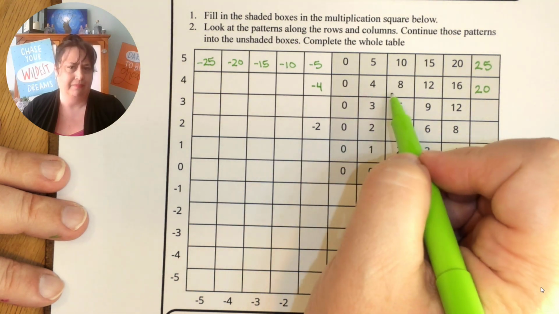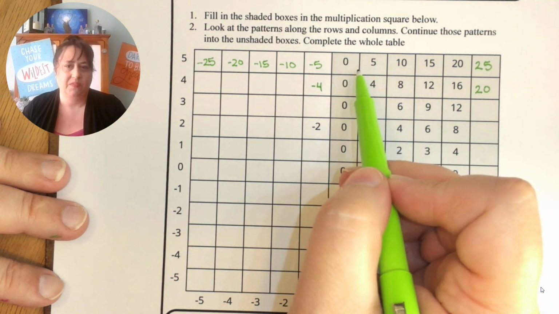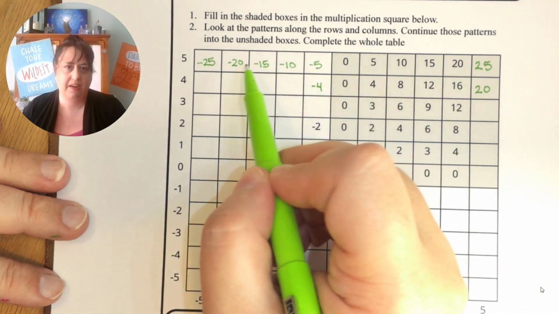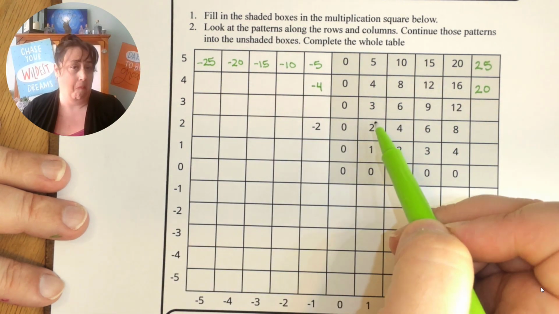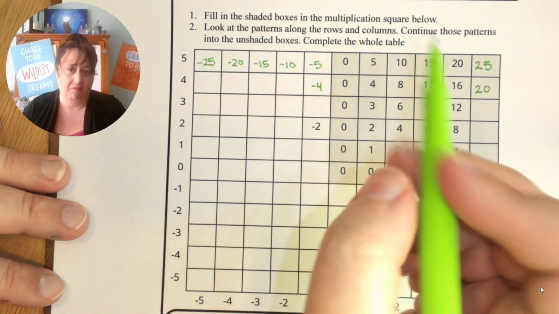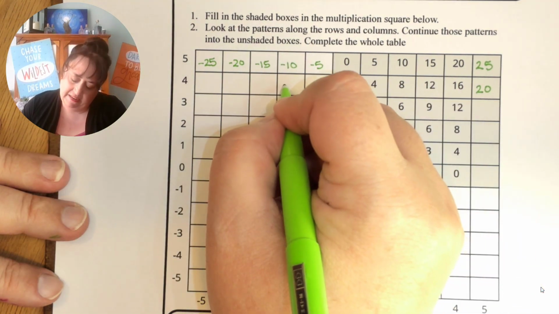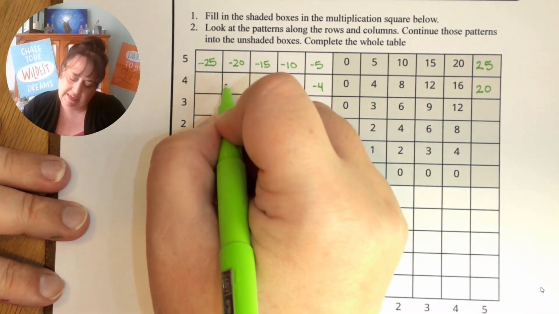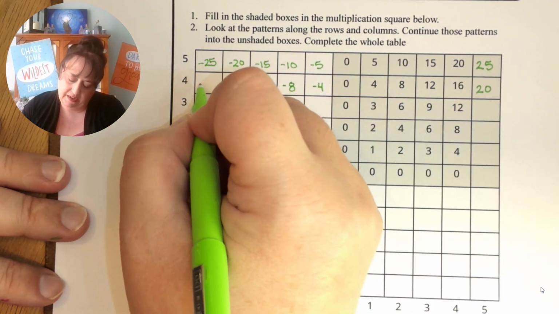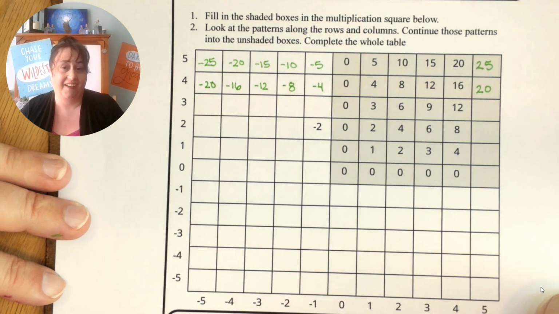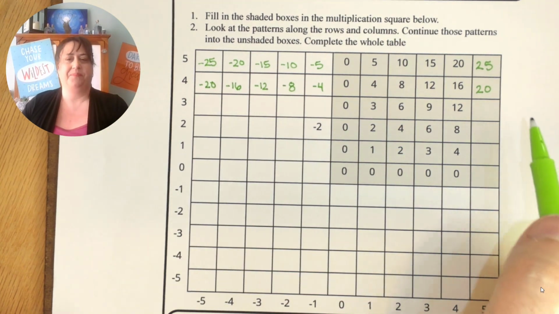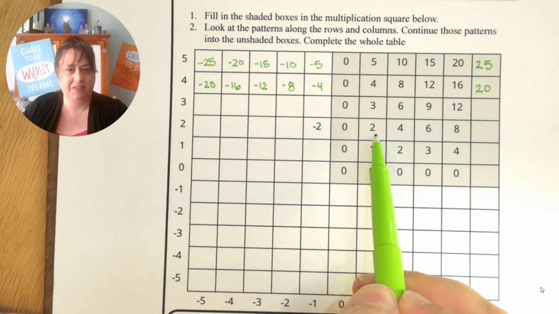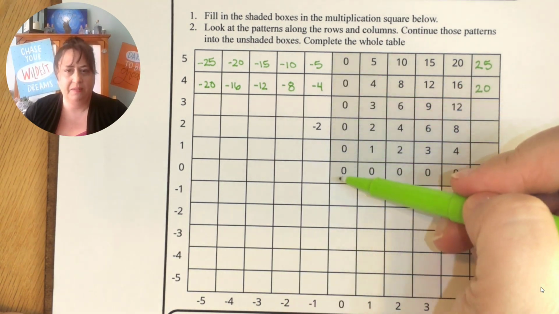I think I can use these to help me get these. What do you think? Yeah? Just like, look, 5, -5, 10, -10, 15, -15, 20, -20, 25, -25. Let's use that. So this would be 8, -8, 12, -12, 16, -16, 20, -20. Did that work? Did you see how I did that? Okay, so did you see, right? 0 to -2. Okay, let's go ahead.